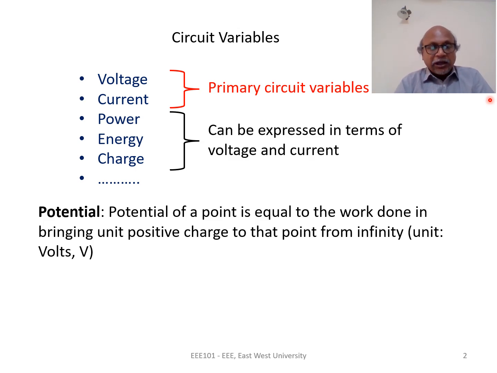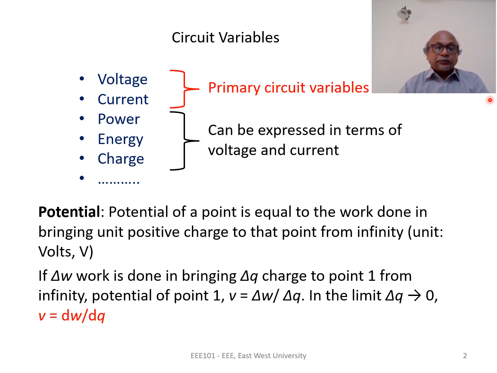The unit of potential is volts, represented by uppercase V. So mathematically, if we do ΔW work to bring plus ΔQ charge to point 1 from infinity, the potential of point 1 will be V, which is equal to ΔW over ΔQ. In the limit, when ΔQ is infinitesimally small, the division becomes a derivative and V is dW/dQ. Here, remember that W is work done and Q is charge.